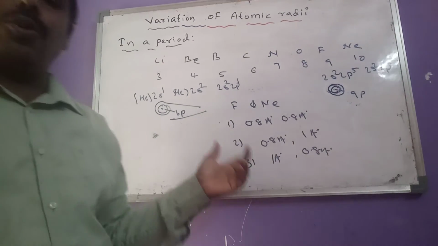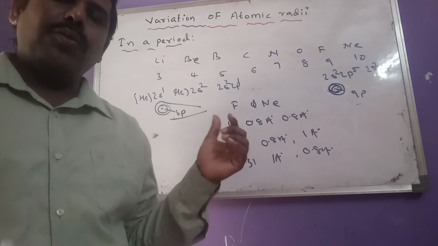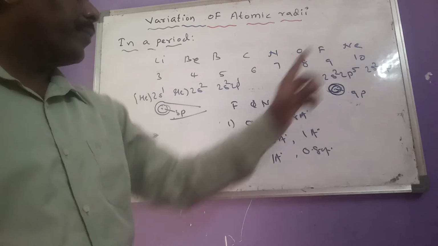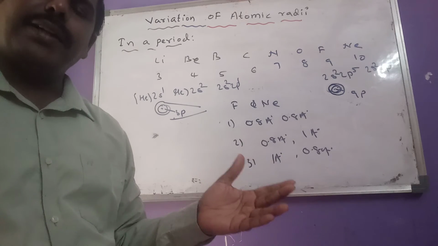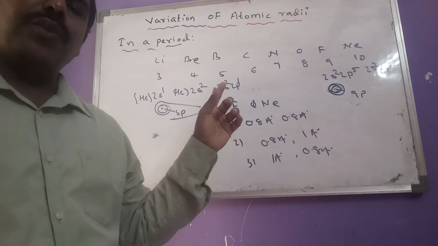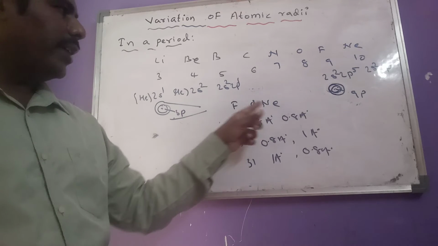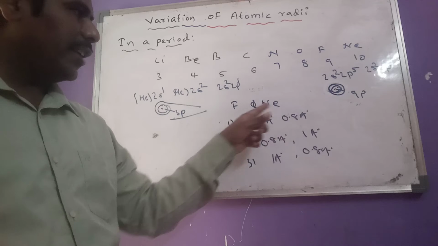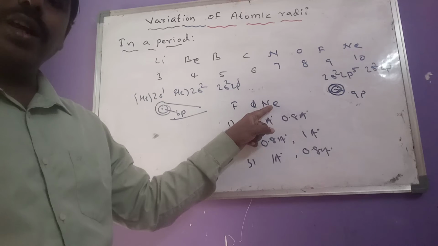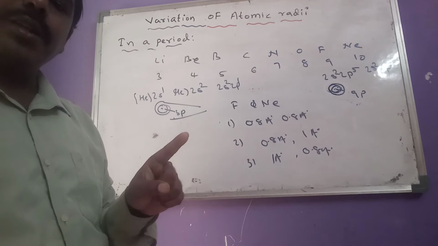Of course, if you don't know the exact value, no need to worry, but we have to use the logic here. What is the logic? Comparatively with fluorine, the neon atomic radius should be greater, because for neon we calculate the van der Waals radius, but for fluorine we calculate the covalent radius. Respectively, fluorine should have the least atomic radius and neon the highest. Among the given options, only one fits.